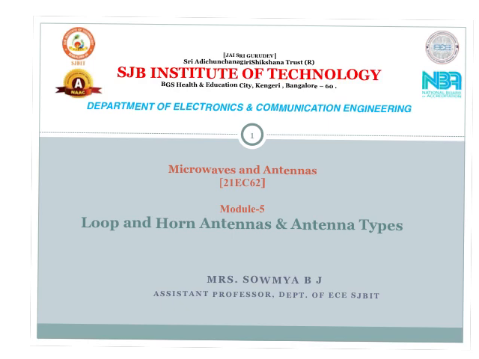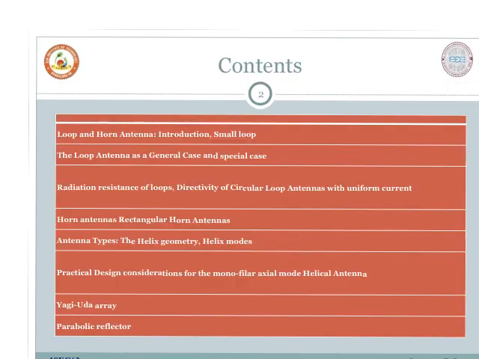In this session, I am discussing the Module 5 topic of microwave and antennas. Module 5 is about loop and horn antennas and antenna types. These are the topics that are to be covered in Module 5. In this session, I will be discussing the helical antenna.